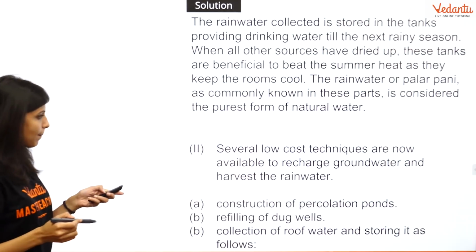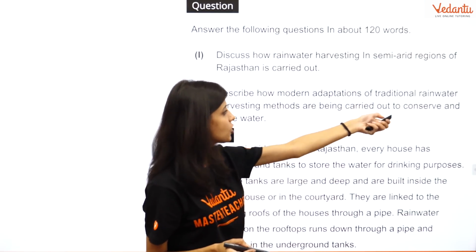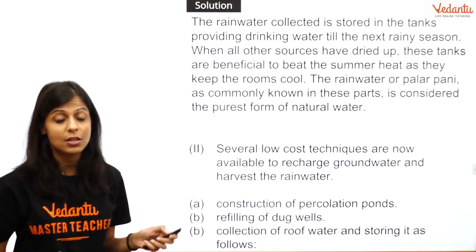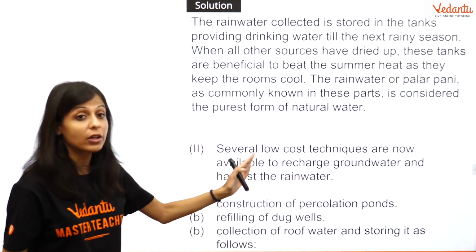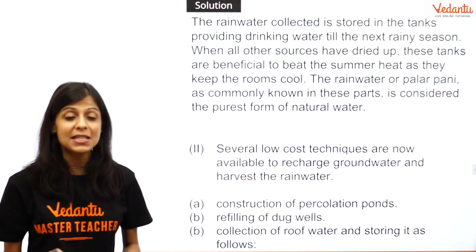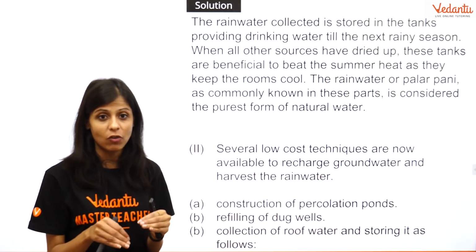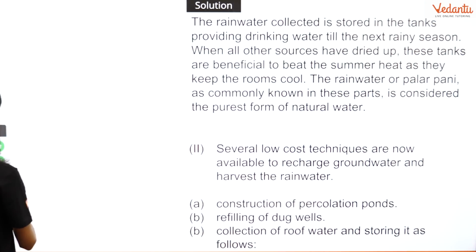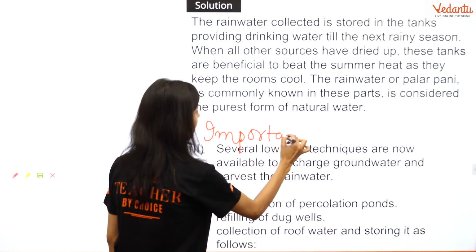Jumping on to the second part, the question was modern adaptations of traditional rainwater harvesting. How do we opt for modern methods? When I talk about modern methods, we are working on a cost saving, low cost technique that helps us recharge the groundwater table and also harvest the rainwater. How are we doing it? For example, the very first important point, and this part is really very important. Let me make a note.